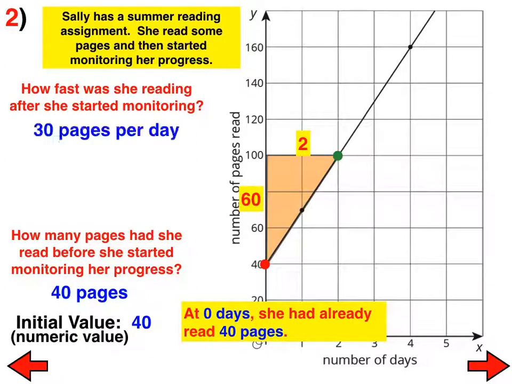But anyway, getting back to this, remember, the answer to this one is not just 30. It should be 30 pages per day. The numeric value of the rate of change is only the 30.